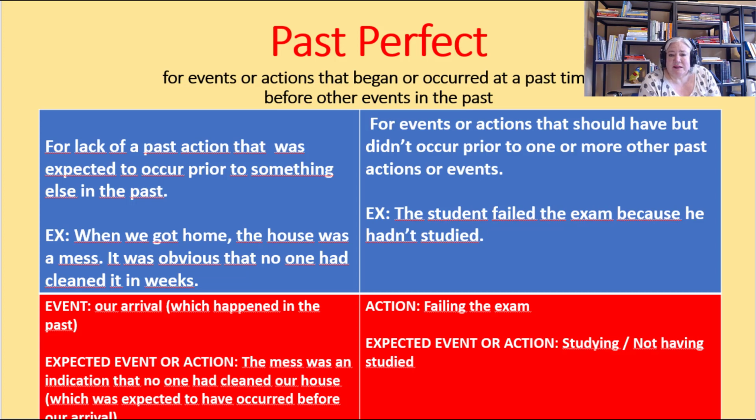For events that didn't occur in the past but would have been expected, the student failed the exam because he hadn't studied. The action was failing the exam. The expected event or action was studying, or in this case, not having studied.